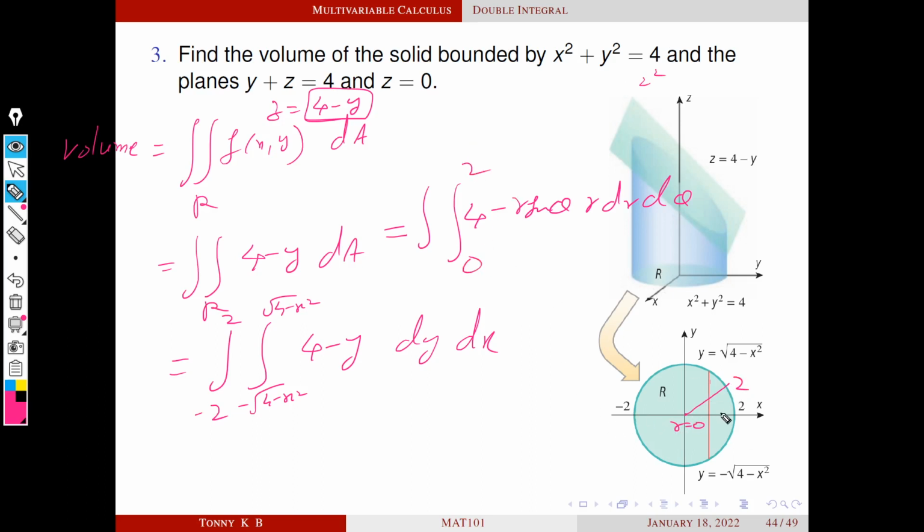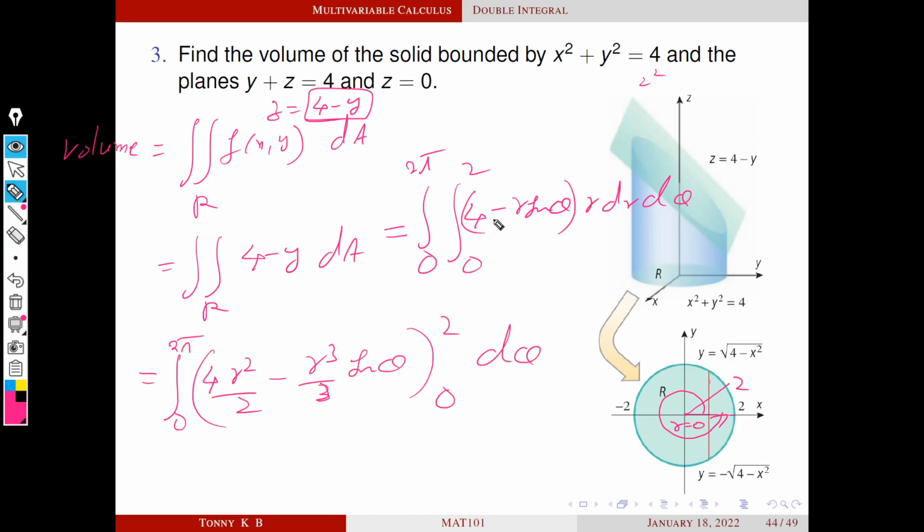Then our aim is to cover this entire circular region. So what is the range of theta? Theta starts from 0, so theta is 0 to 2 pi. So this is the polar representation of this integral. Either you can compute this integral or the Cartesian one, but I think this one is easier.